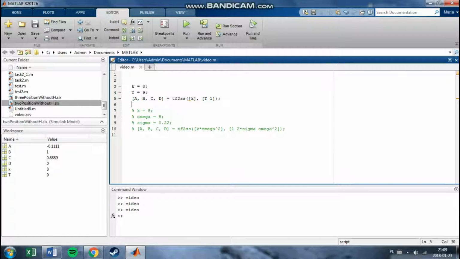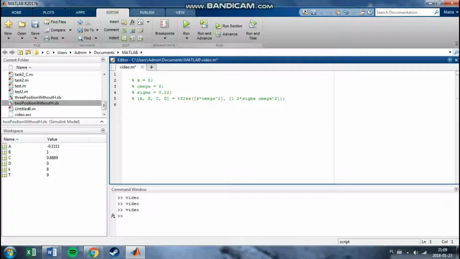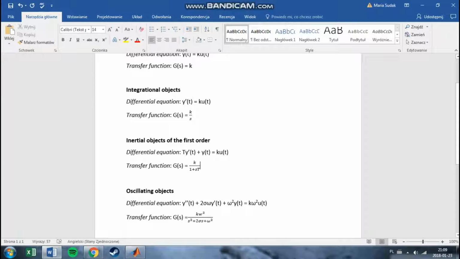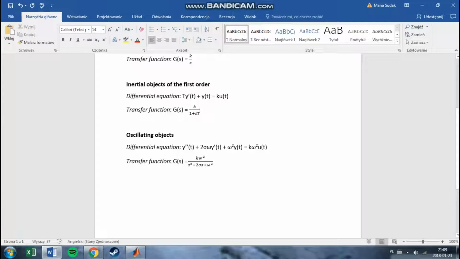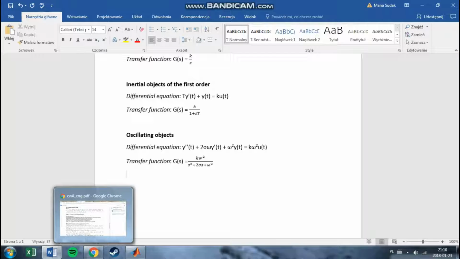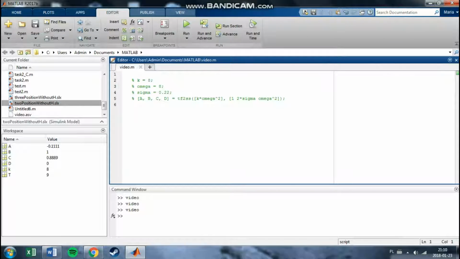Okay, so our last example will be oscillating objects. This one is the hardest to implement, but not really. We have here its transfer function, which is k times omega to the power of 2 over s to the power of 2 plus 2 times sigma and omega, etc. So here we have its transfer function. Let's just uncomment this.